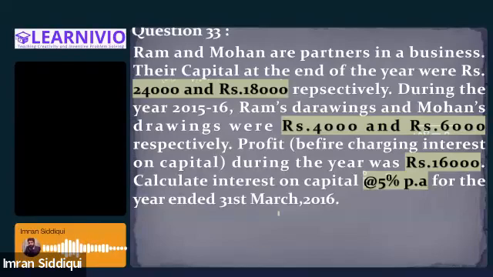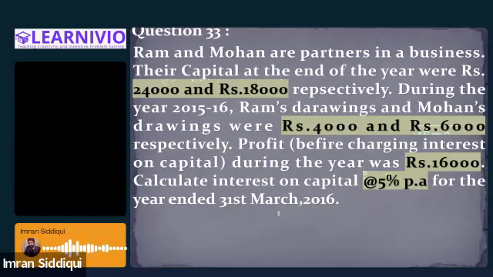So in this case, it says their capital at the end of the year were 24,000 and 18,000. Now, what do we have to do? First of all, we'll have to figure out their opening capital at the beginning of the year. We'll have to find out the capital of both the partners at the beginning of the year.